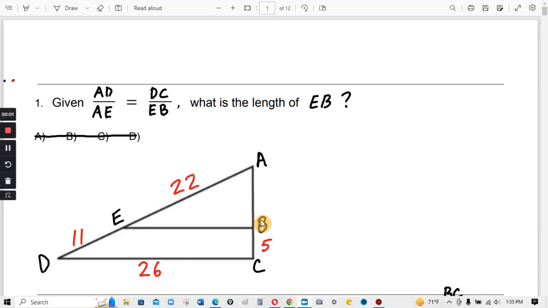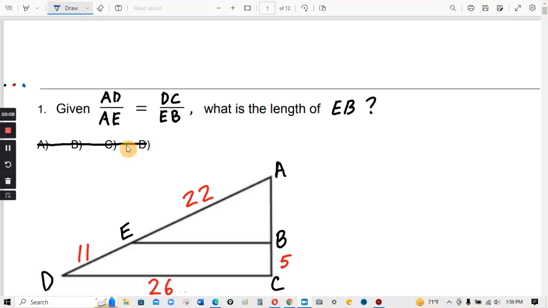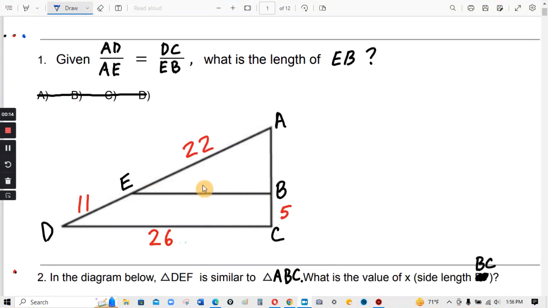All right, this will be the review problems for the geometry final exam. All right, so we have our ratio and proportion here. They want us to find the length of EB. So we're looking for this length right here from E to B.